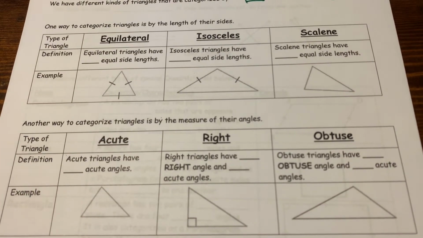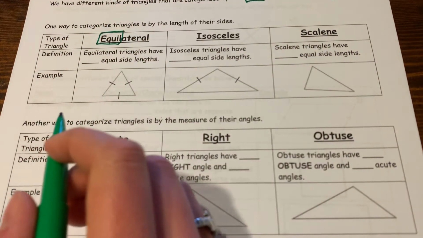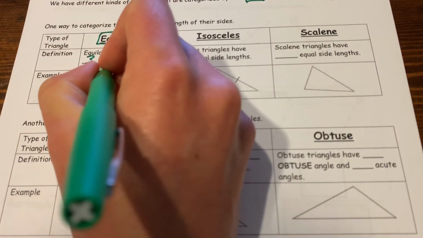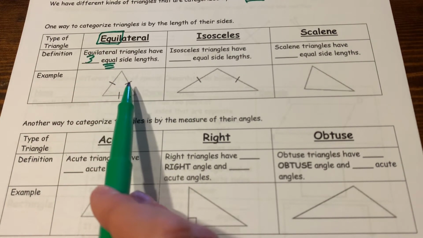So one way to categorize triangles is by the length of their sides and the relationship between the sides. So an equilateral, so I even see the word equal, has three equal side lengths. So in an equilateral triangle, all three sides are exactly the same.